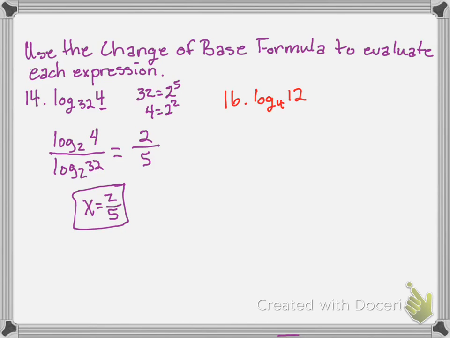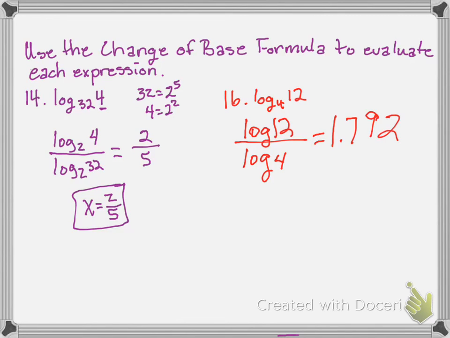Okay, last problem. Log base 4 of 12. Now, 4 and 12 do not have common bases, so we're going to use the base 10 method. So we're going to do log 12 divided by log 4. And when we put it into the calculator and go to 3 decimal places, it is 1.792.